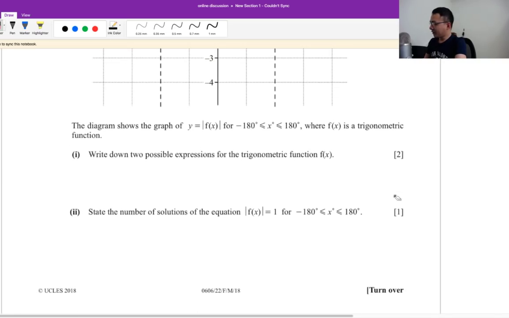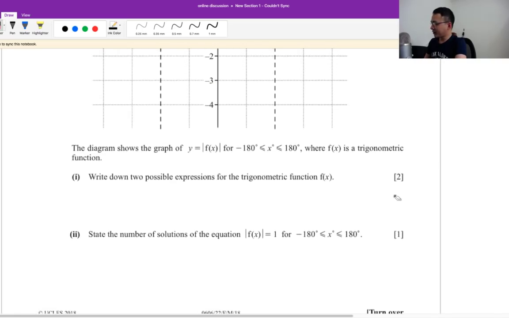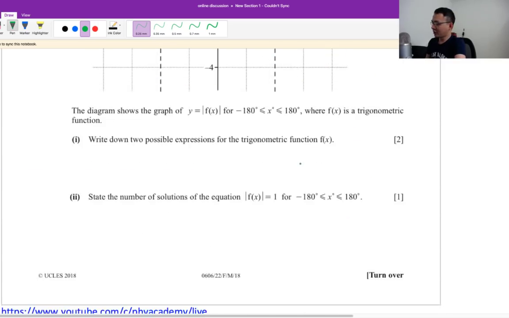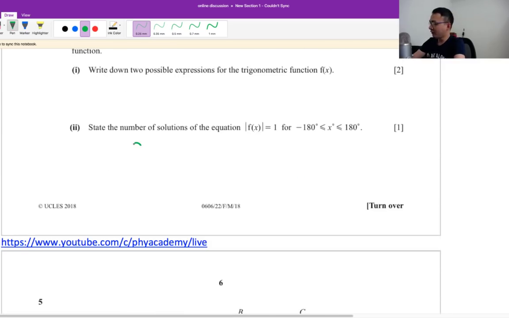Alright, then state the number of solutions when f(x) equals 1. So when f(x) equals 1, you actually have one line, which is here. So it will touch 1 point, 2 points, 3 points, 4 points. So this is the number of solutions you have. So the number of solutions here will be 4. Or you can write 4. It doesn't matter.